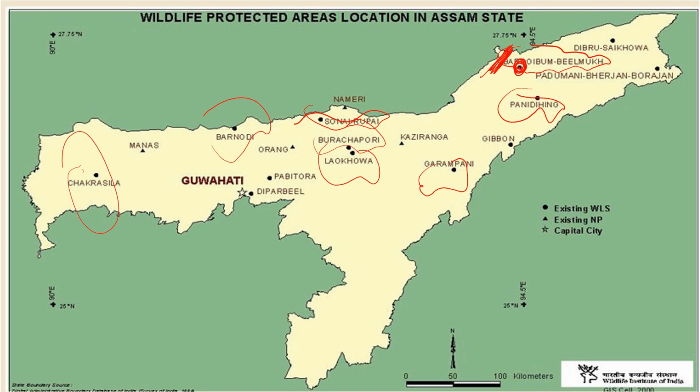So this is the location. Then other sanctuaries are Dibru Saikhova, Padupani, Bherjan, Borajan. So with respect to other areas, especially your national parks, जो बहुत important है वो है काजीरंगा, ओरांग, मानस. As you know, these three are your national parks. Deepor Bil and Pobitaro are your wildlife sanctuaries only.